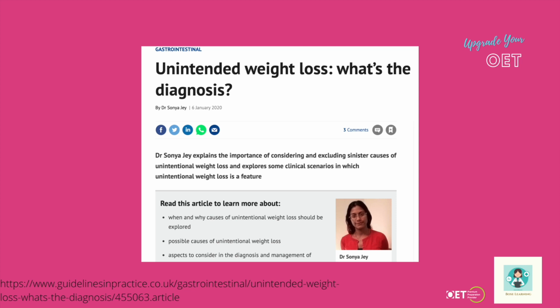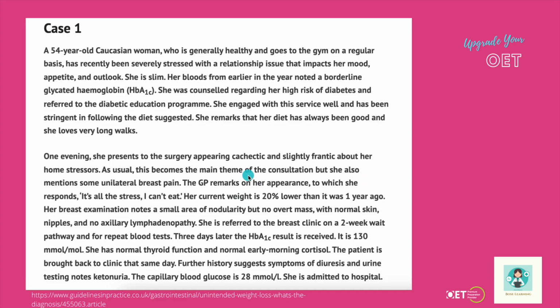In this blog post, Dr. Sonia J explains the importance of considering and excluding sinister causes of unintentional weight loss. Sinister, of course, means worrying in this case, and we're going to be focusing on weight loss. There's a case on here, case number 1. It's quite long, so I recommend you go and have a look at it yourself, or you just press pause and you can read it now.